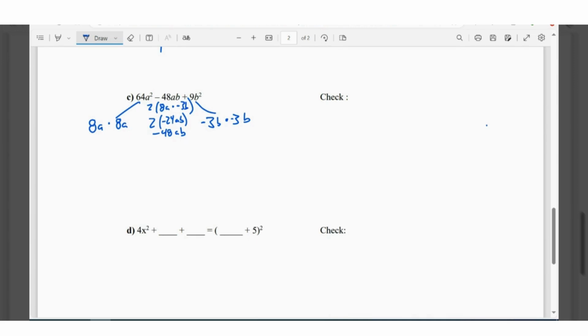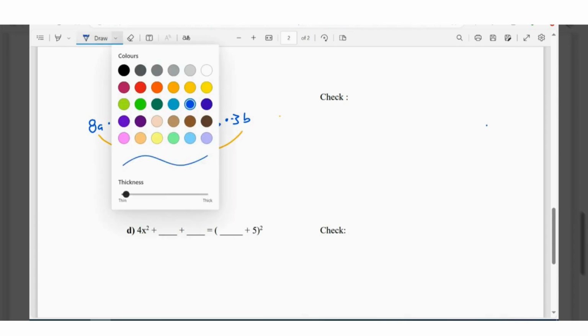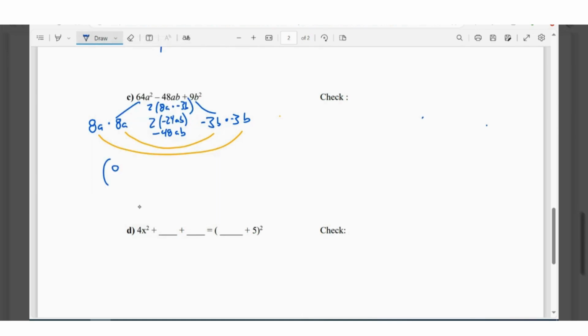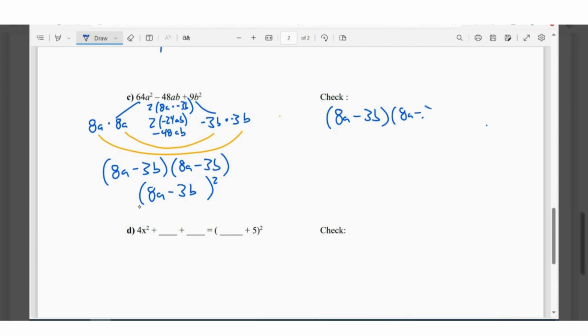And now let's pair these two up. So these ones are going to be paired with these ones, and these ones with these ones. We'll end up with an 8a subtract 3b times an 8a subtract 3b, or 8a subtract 3b squared. Oh, not squared there, squared on the outside. And then let's check, is it true that 8a subtract 3b times 8a subtract 3b is going to get us to where we started? Let's check.